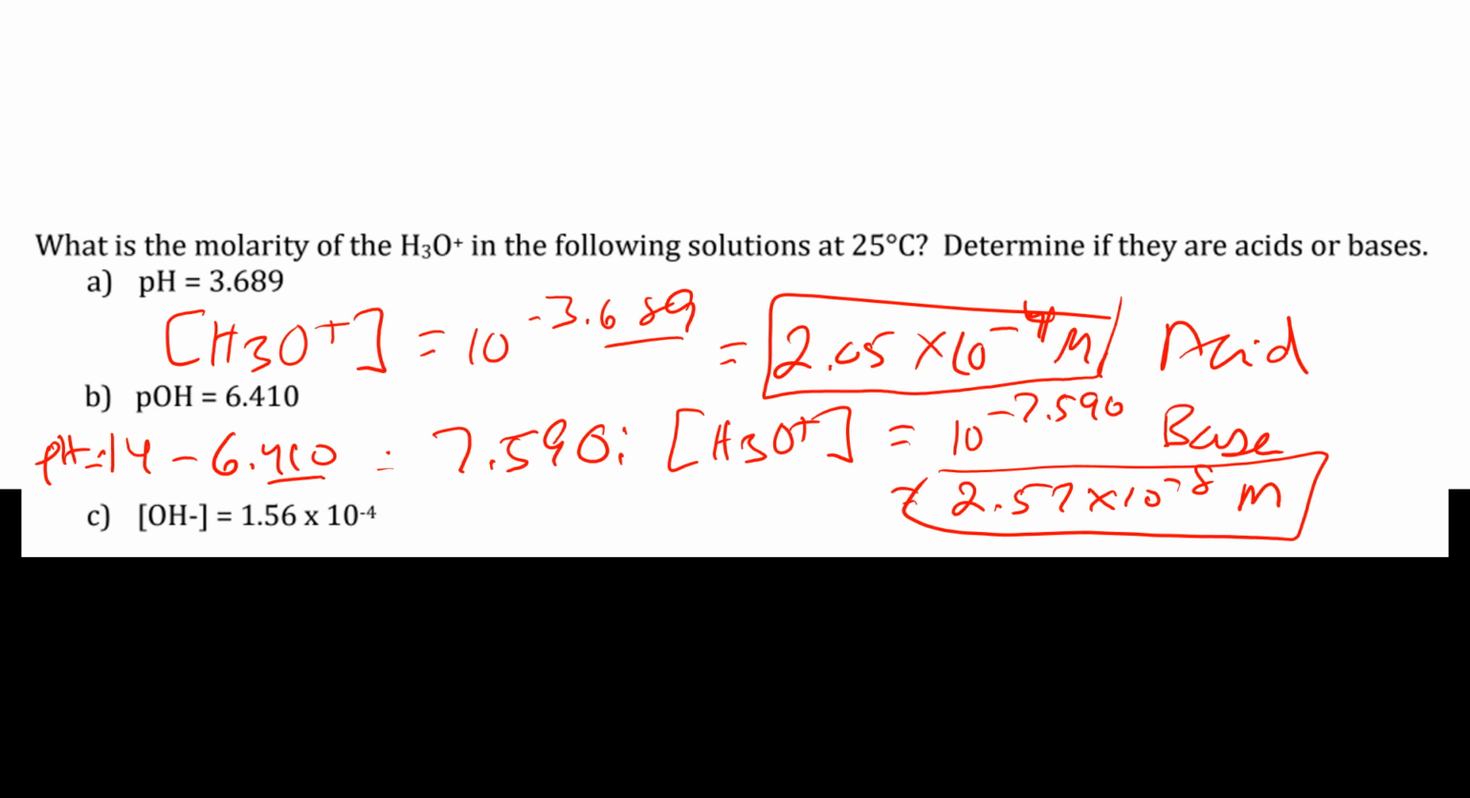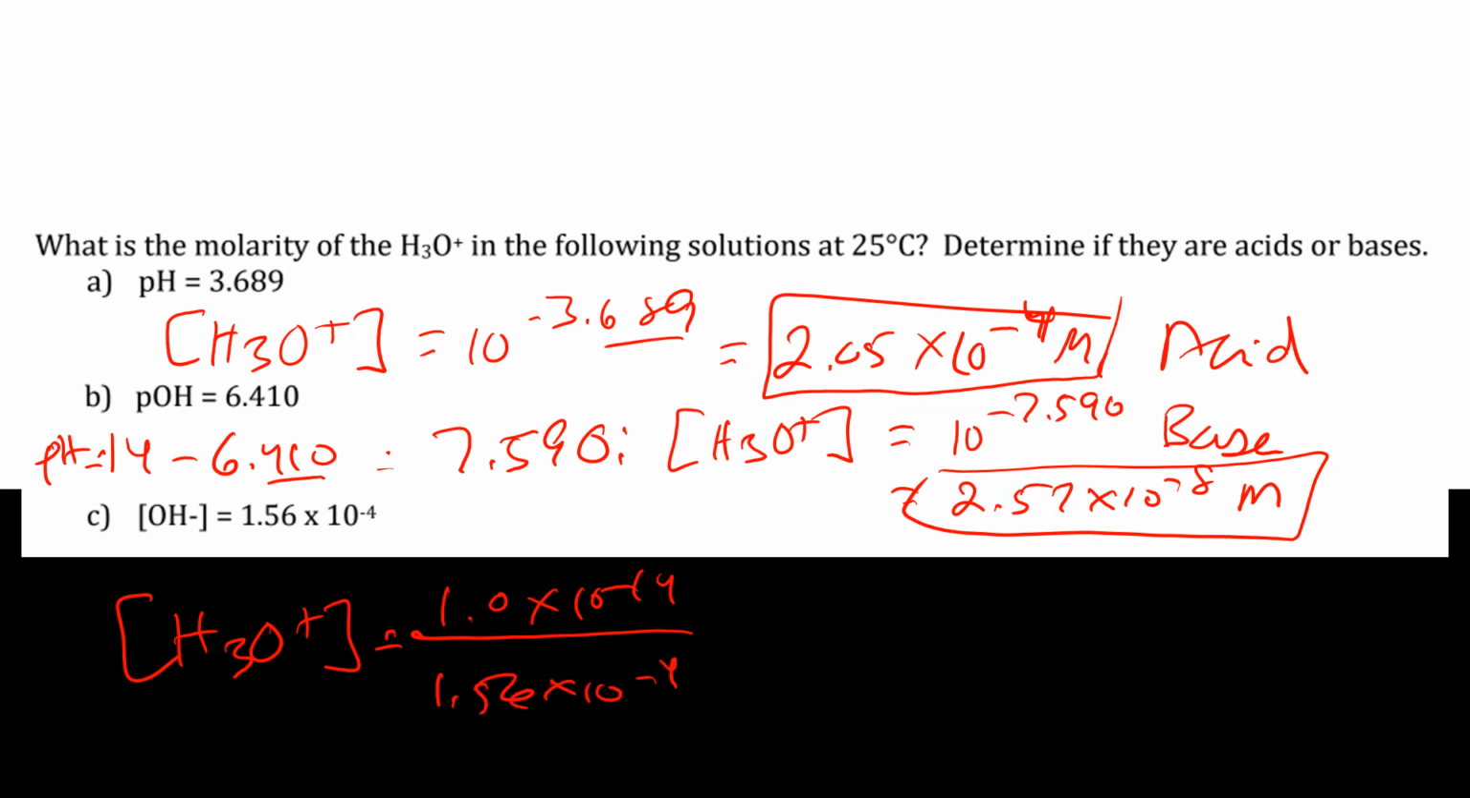All right, so I have a hydroxide concentration of 1.56 times 10 to the negative 4. So one of the equations we're going to use to find my hydronium ion concentration: H3O plus equals 1.0 times 10 to the negative 14 divided by 1.56 times 10 to the negative 4. This will give me my hydronium concentration of 6.4 times 10 to the negative 11 molarity, or molar.